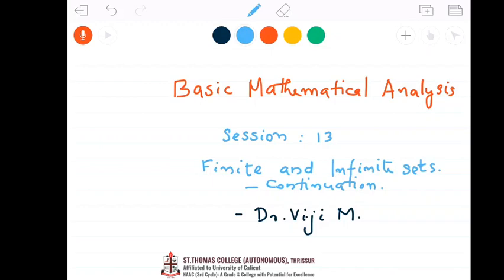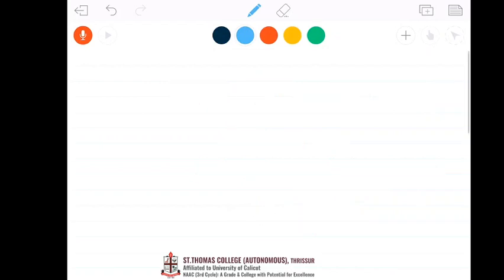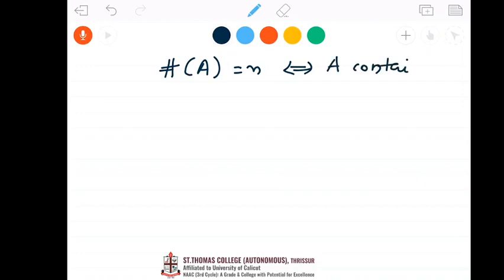This is our 13th session on basic mathematical analysis, and we are continuing with the section finite and infinite sets. Hereafter I will be writing hash of A equal to n. This means whenever I write hash of A is equal to n, that means A contains n elements.